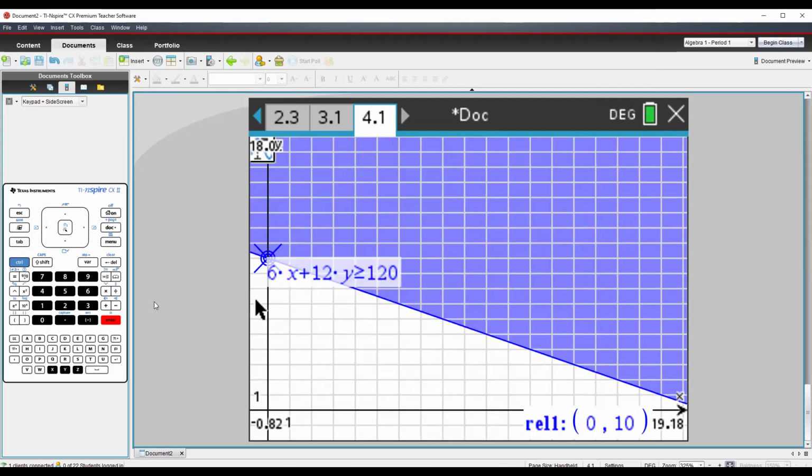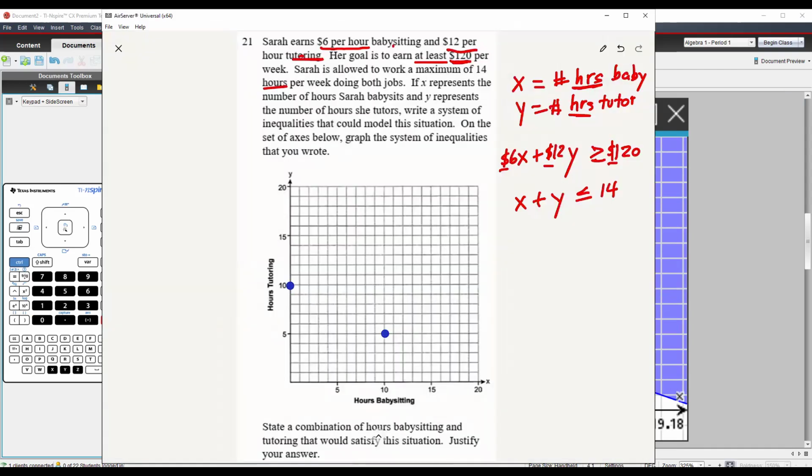So I'm going to go, let's say, I'm going to put in, let's put in 10 and see what we get. So it says 10, 5. That's a good point. So I'm going to go over 10 and then up 5, and I'm going to put a point right there. Oh, I didn't show you that. So I went over 10 and up 5, and I got my point.